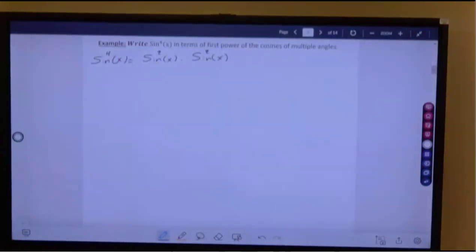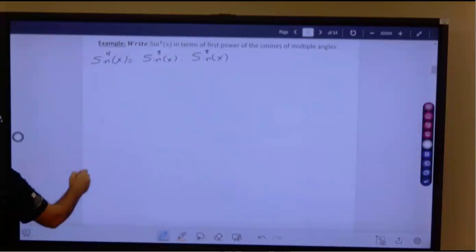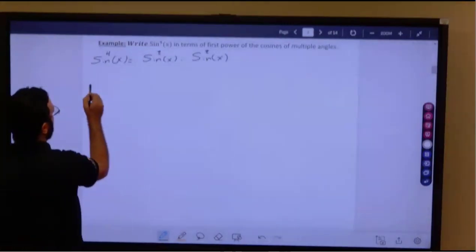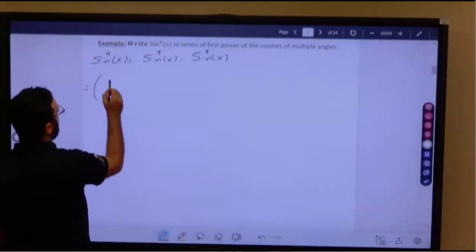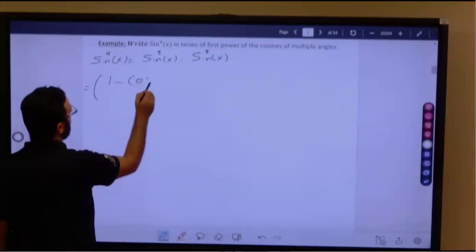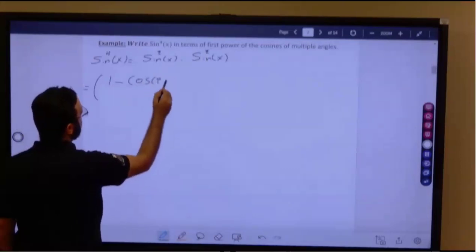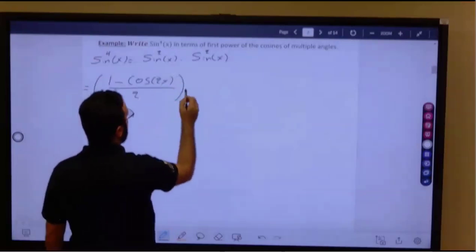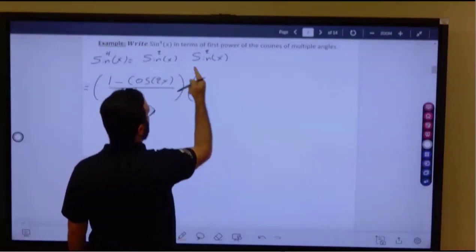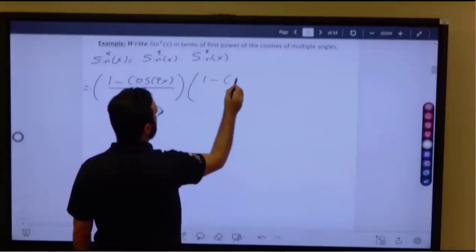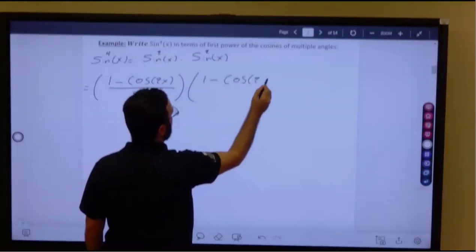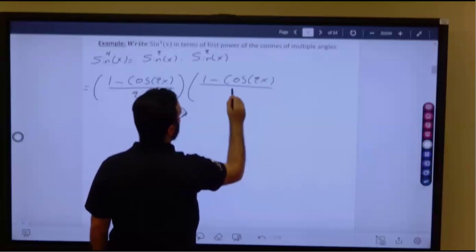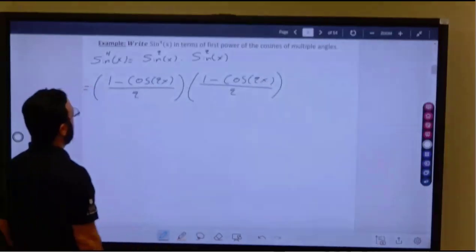Then I need to apply the formula for each one. The formula for the sine squared is 1 minus cosine 2u divided by 2. That means on this part, sine squared x is going to be equal to 1 minus cosine 2x divided by 2. The same thing here: sine squared x is going to be 1 minus cosine 2x divided by 2. I'm just using the formula.